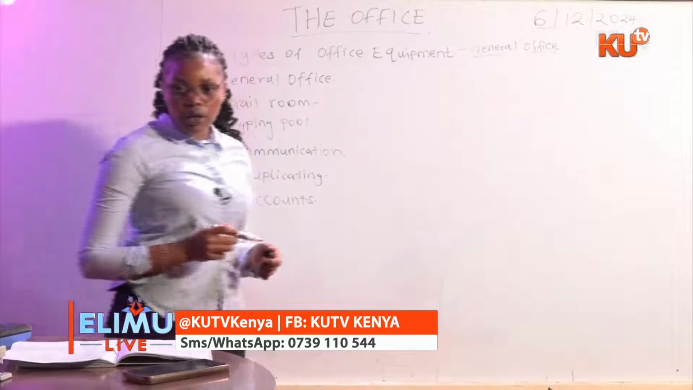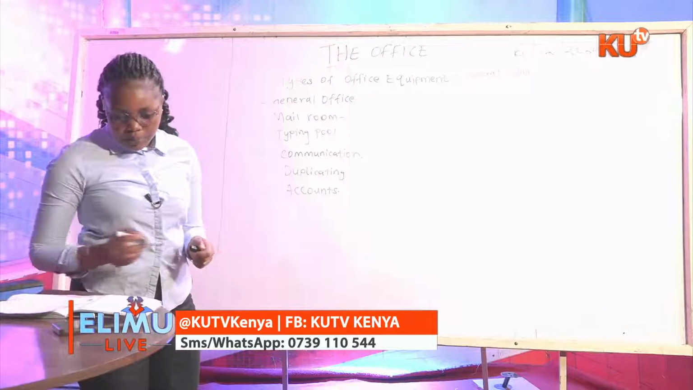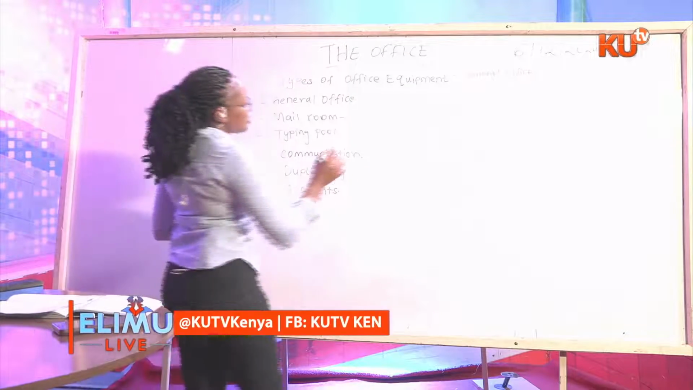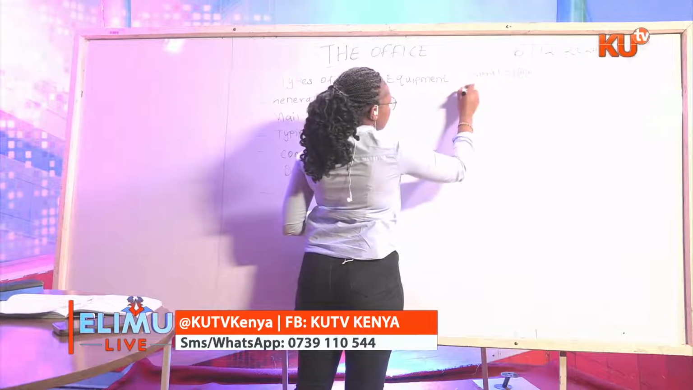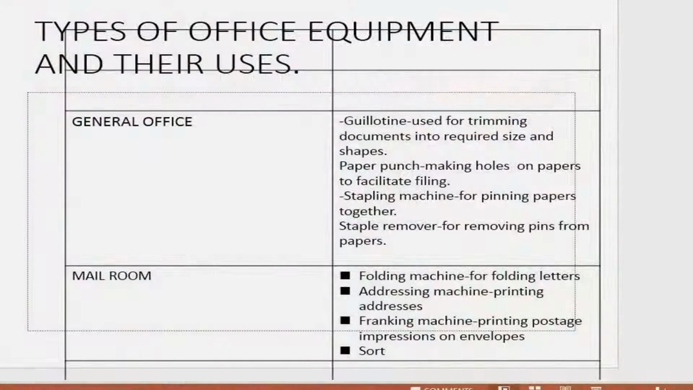First of all, let's look at the general office. We have the first equipment, a paper punch. We have a stapling machine.